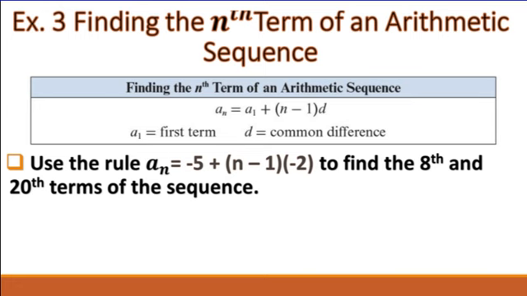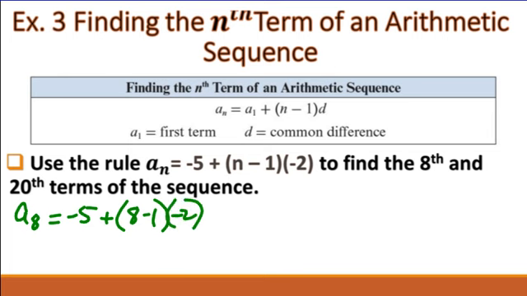Next one, find the 8th and 20th terms of this sequence. So the 8th term is -5 plus 8 minus 1 times a -2. So the 8th term is -5 plus 7 times a -2, which is a -14. So the 8th term would be a -19.